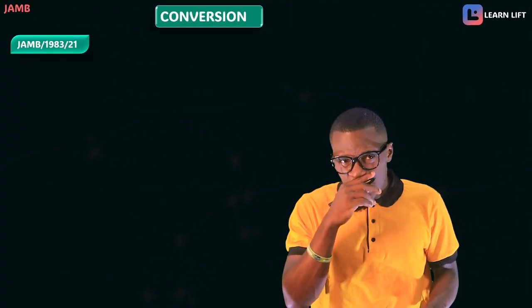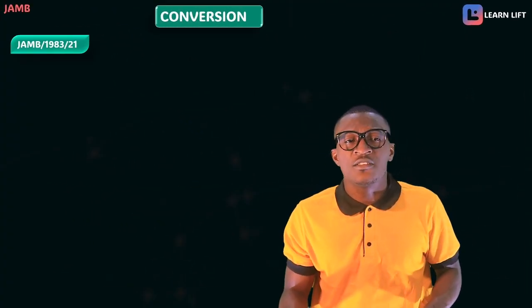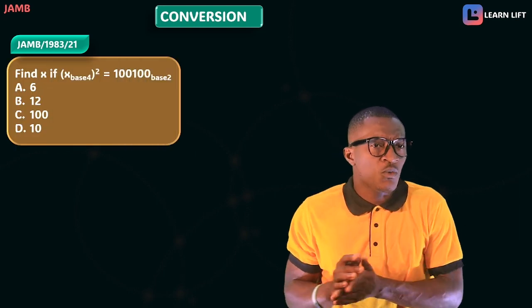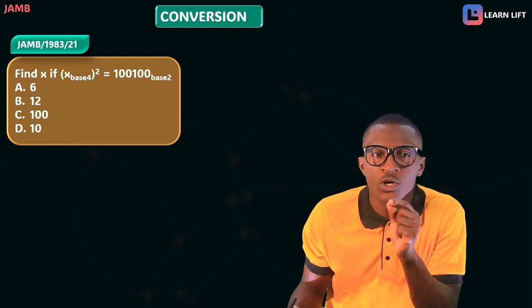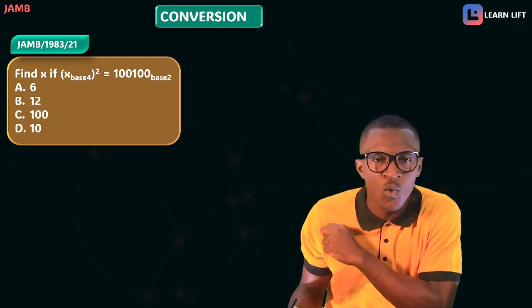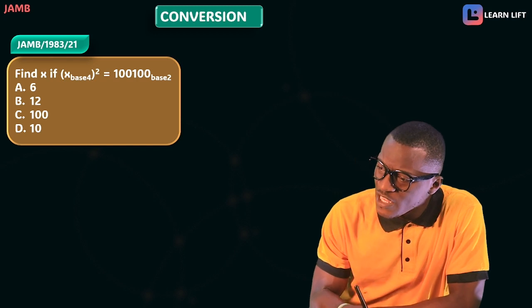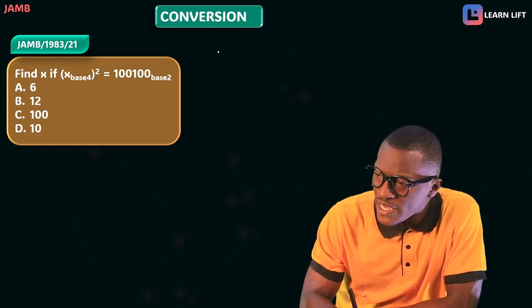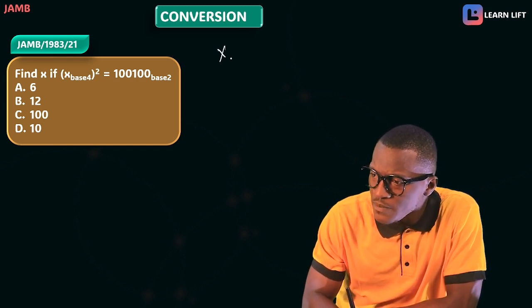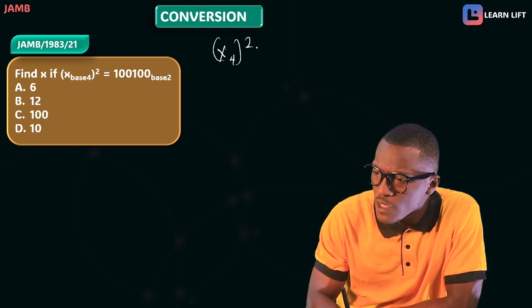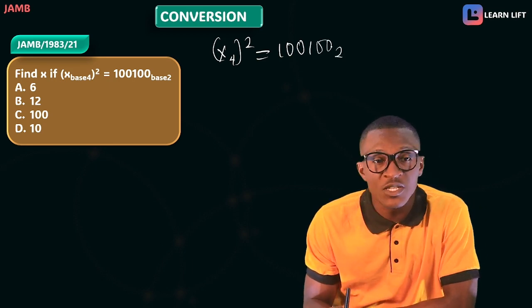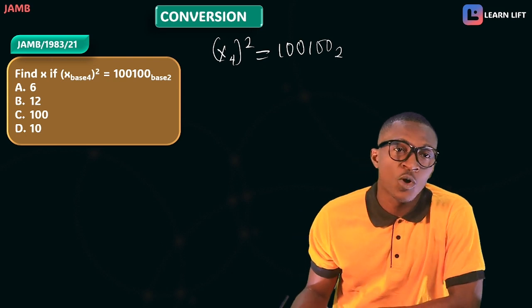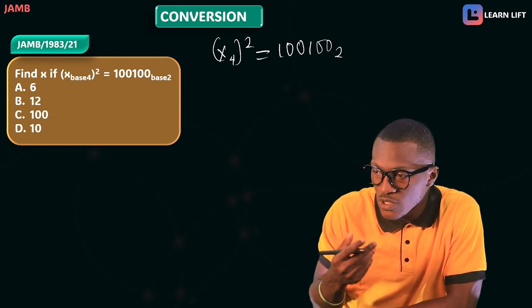Now, in conversion we're given JAMB 1983 question 21. The question says find the value of x if (x base 4) squared is equal to 100100 base 2. Very simple. Now let's first of all bring out our question. This is x in base 4, all squared, is equal to 100100 in base 2. For us to effectively solve this, let's convert both to base 10.